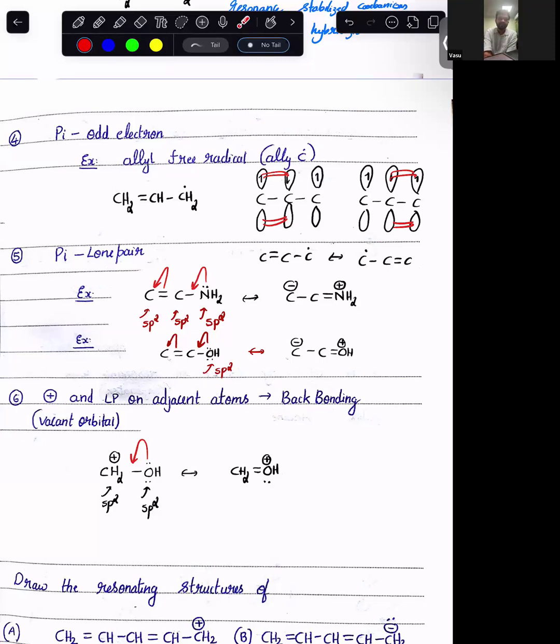Everyone, this is the exhaustive list of all possible conjugated systems. Once again, the conjugated systems: pi alternate pi, pi alternate positive, pi alternate negative, pi alternate free radical. Then you have pi alternate lone pair, then lone pair and positive charge on adjacent atoms. I'm not marking any positive and negative charge on adjacent atoms because obviously you will be forming a pi bond between the positive and negative charge. So it's not like a resonating system.